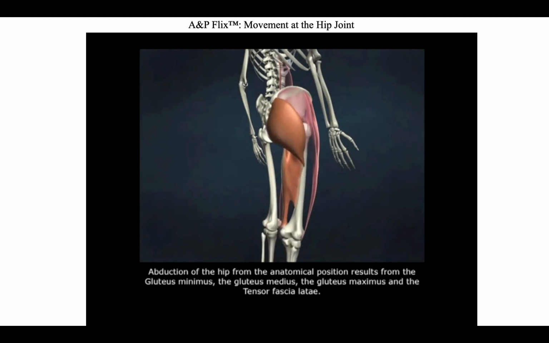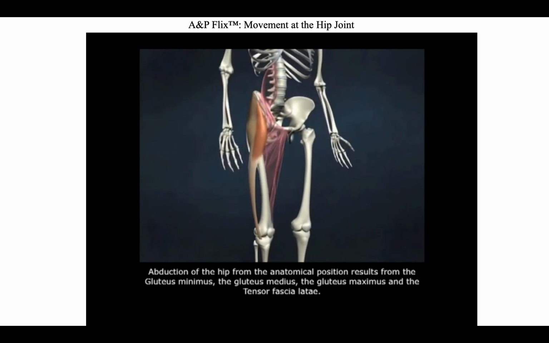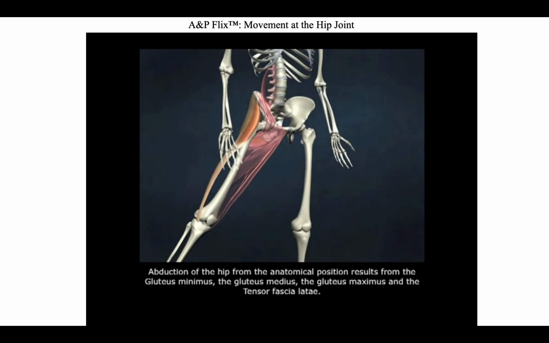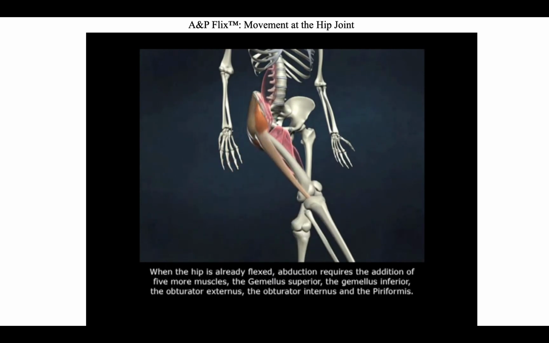Abduction of the hip from the anatomical position results from the gluteus minimus, the gluteus medius, the gluteus maximus, and the tensor fasciae latae. When the hip is already flexed, abduction requires the addition of 5 more muscles: the gemellus superior, the gemellus inferior, the obturator externus, the obturator internus, and the piriformis.